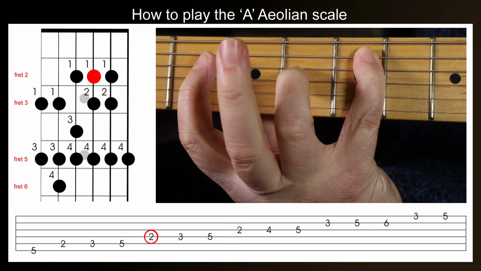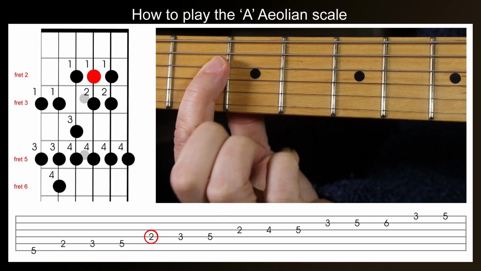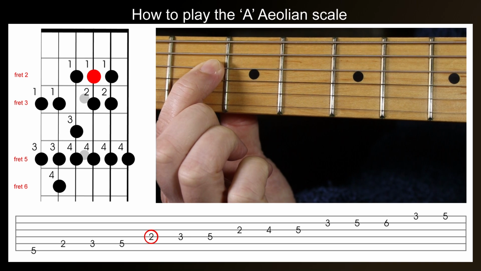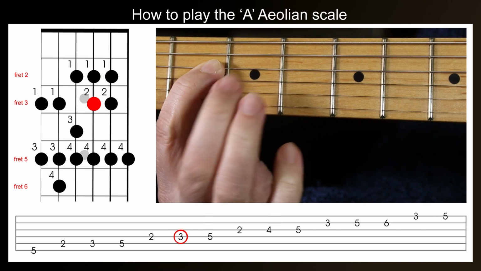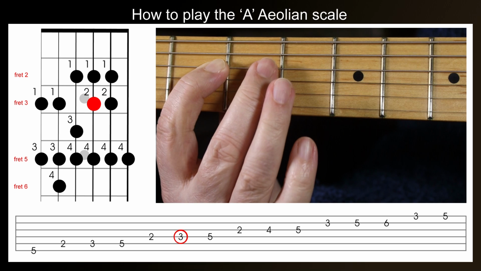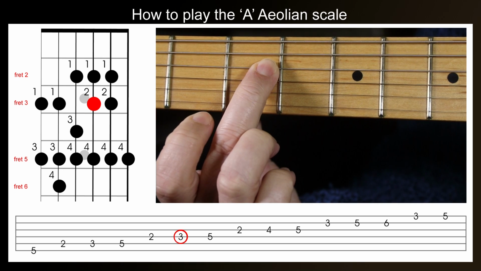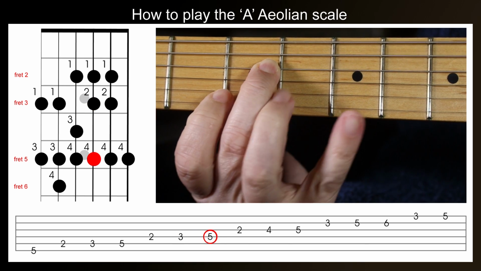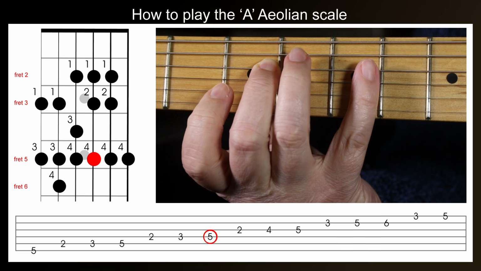Play the 2nd fret of the D string with the first finger. Play the 3rd fret of the D string with the second finger. Play the 5th fret of the D string with the fourth finger.